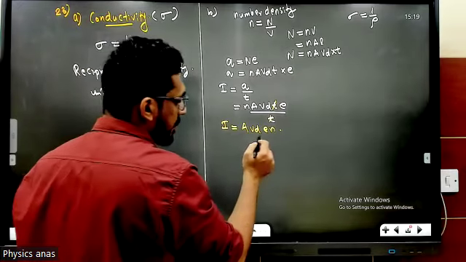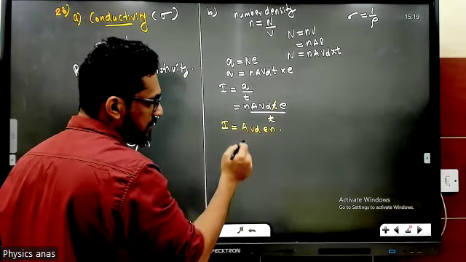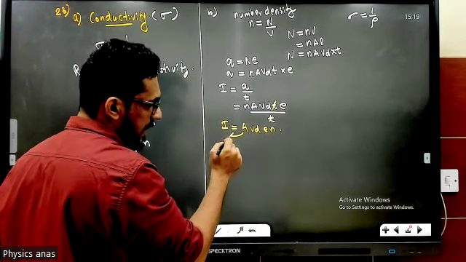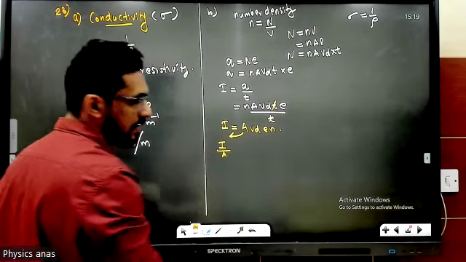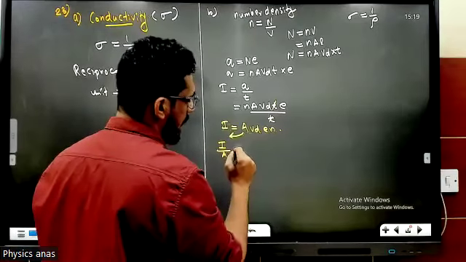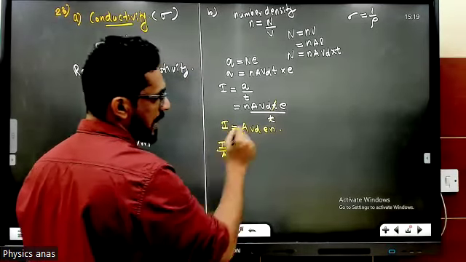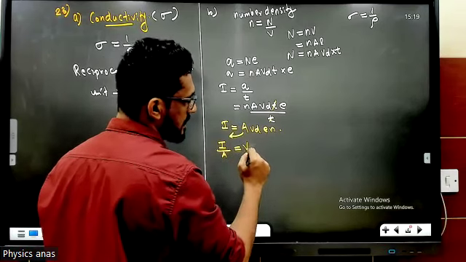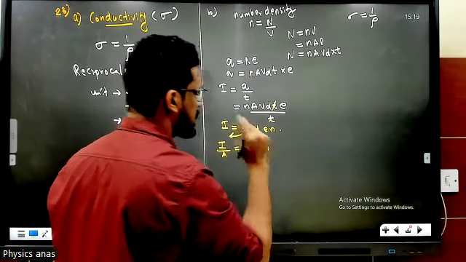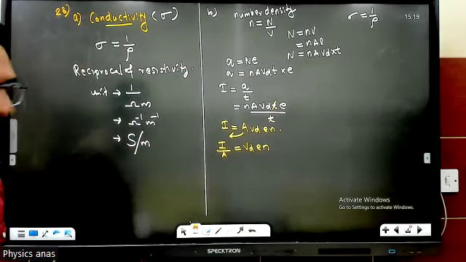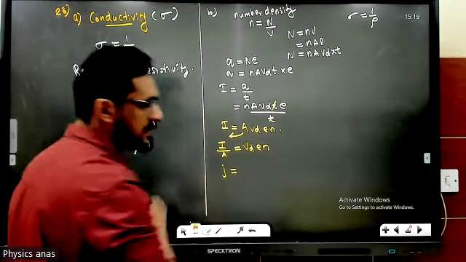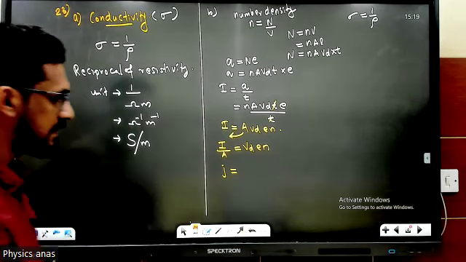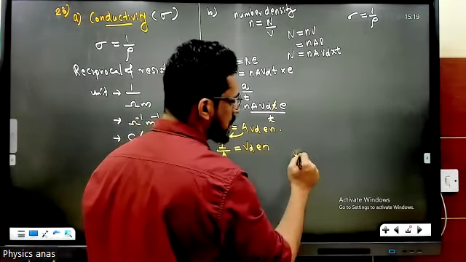Bringing this A to the other side, I get I divided by A, which is v_d e n. Now I divided by A is the current density J. That's current density. Now I have the equation for v_d.